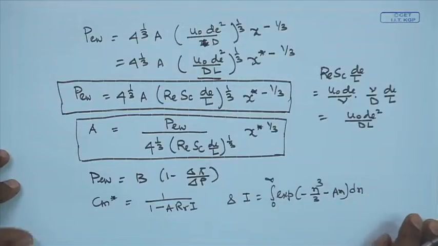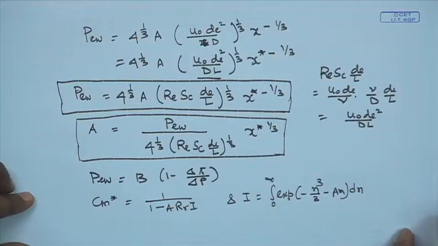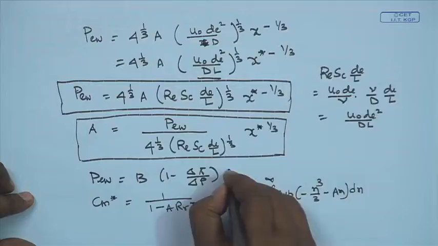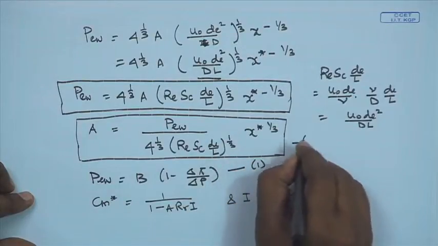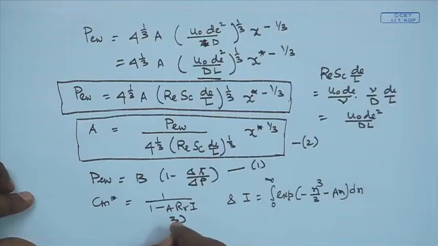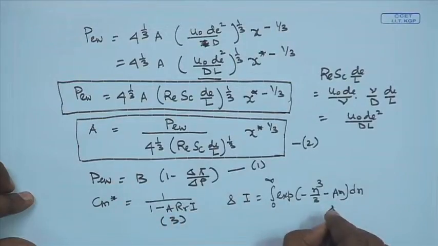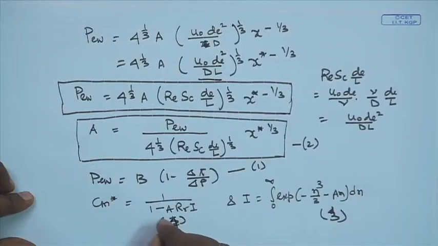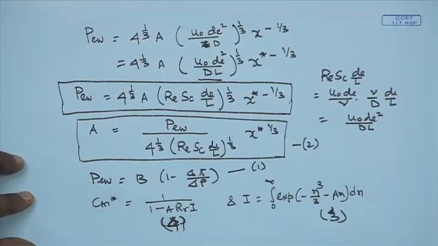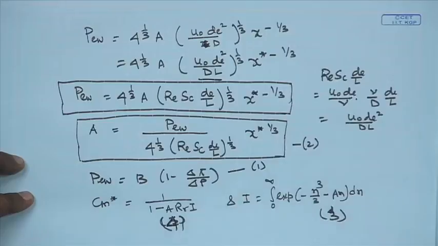Now, let us write down the different equations. Number 1, this will be then 2, this will be 3, and this will be 4. So, these 4 are equations.